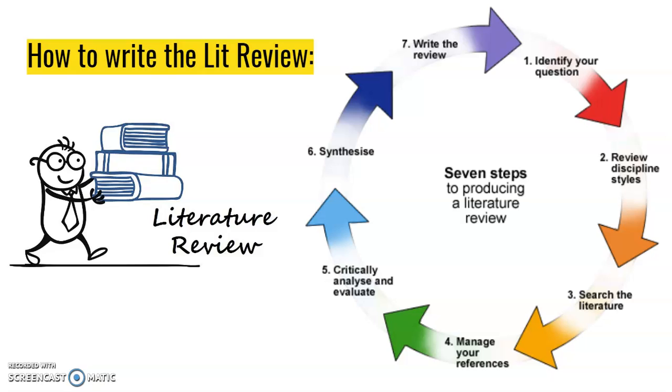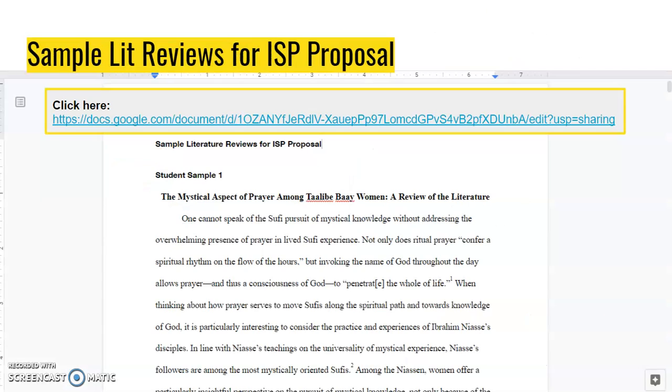styles. So most of you are doing social science-based research, and many of you are housed within disciplines related to your majors. So if there's this particular discipline style you want to follow, you definitely should do so. You'll then be required to search for the literature, manage the references that you have had, critically analyze and evaluate these, synthesize them, and write your review. So it's a 7-step process that I'm sure many of you will be doing quite successfully.